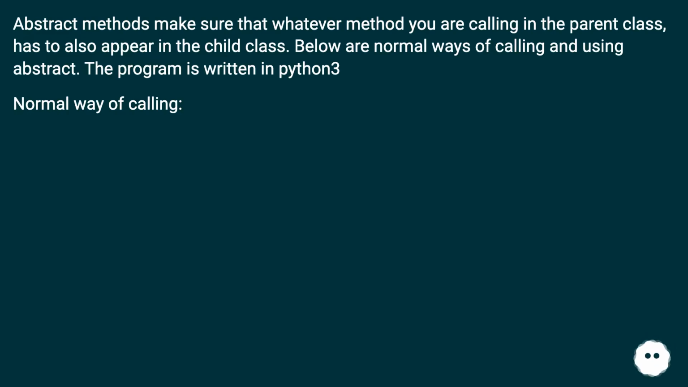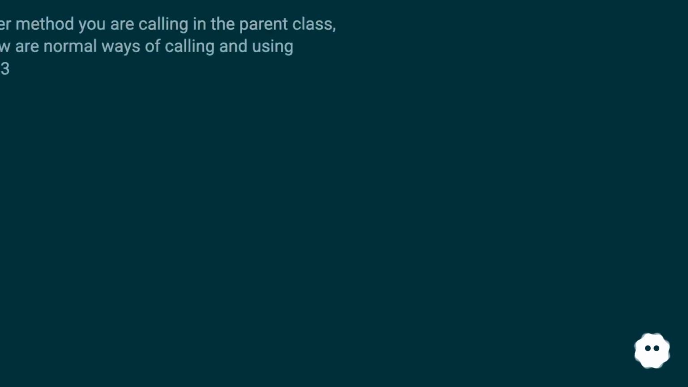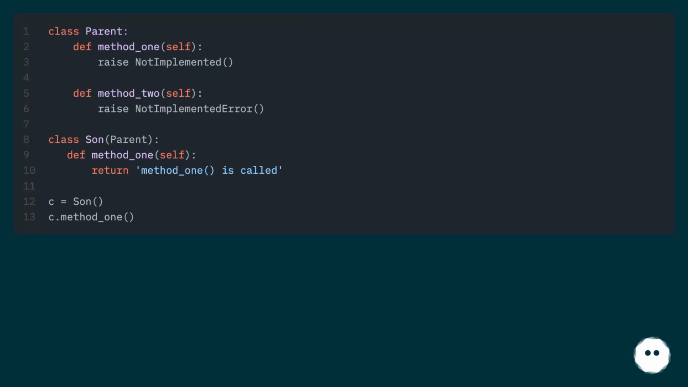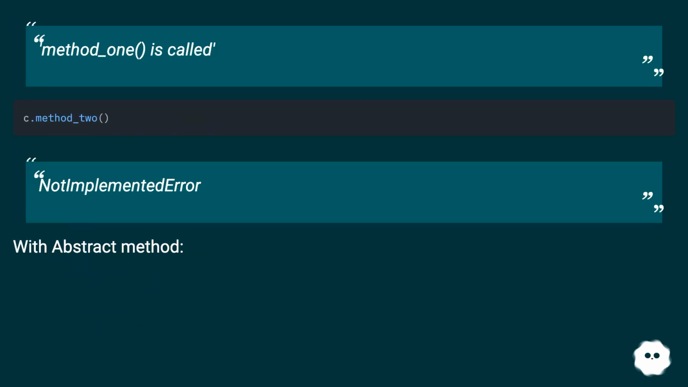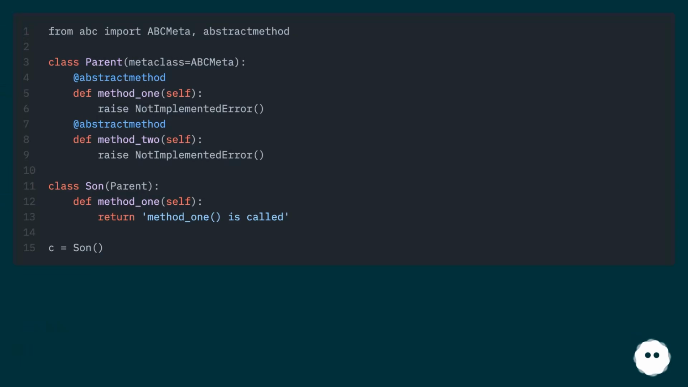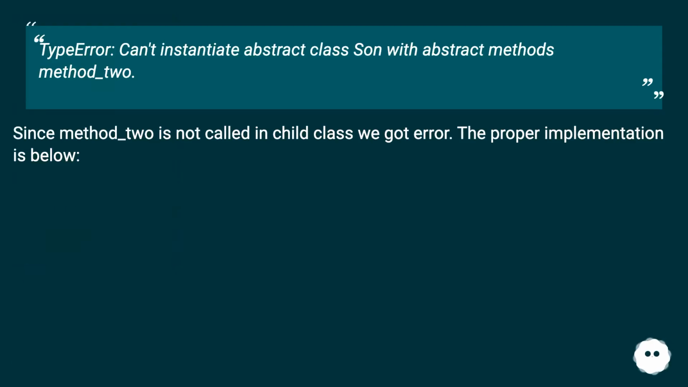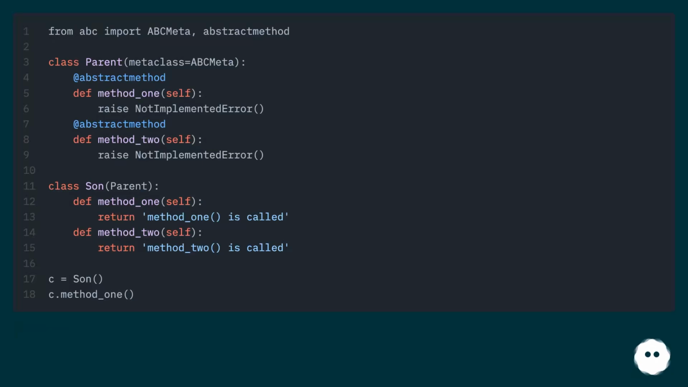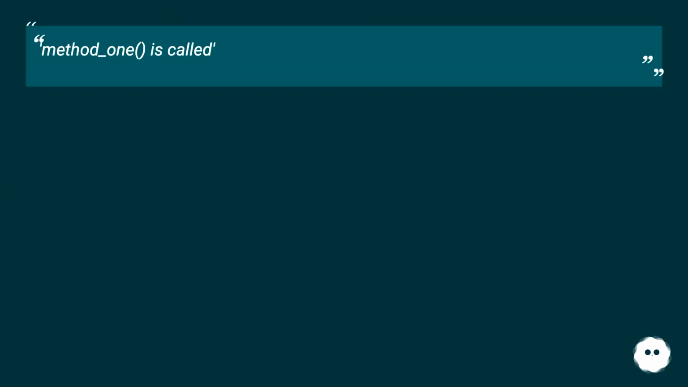The program is written in Python 3. Normal way of calling. Method_one is called. NotImplementedError. With abstract method: TypeError, can't instantiate abstract class Sun with abstract methods method_2. Since method_2 is not defined in the child class, we got an error. The proper implementation is below. Method_1 is called.